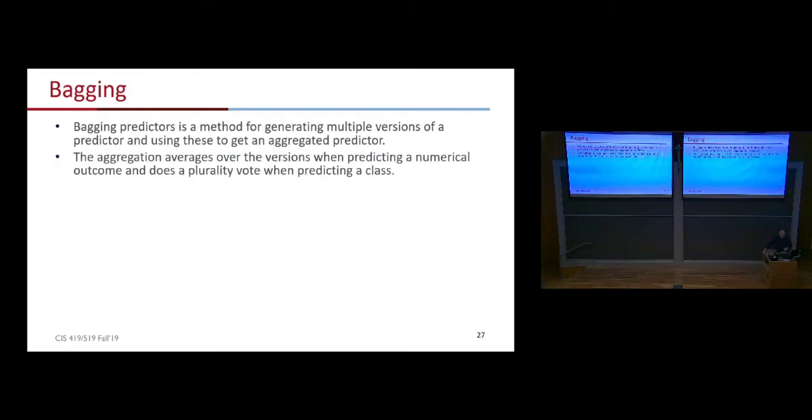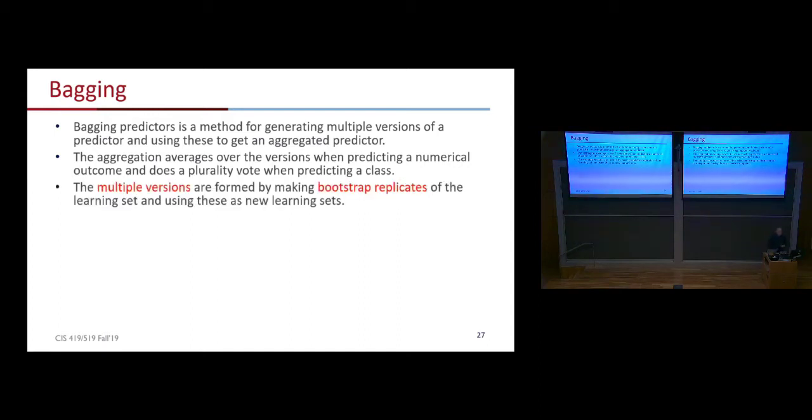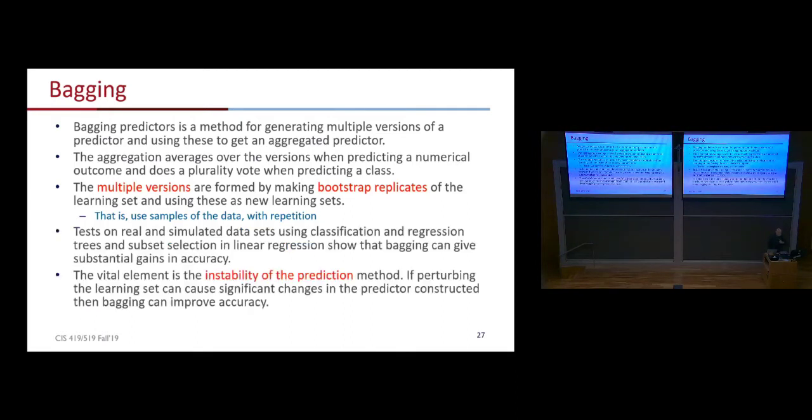Bagging. So bagging is another way to put together a lot of hypotheses. In this case, basically what you do, you generate the multiple hypotheses, the multiple versions, by taking what are called bootstrap replicates of the learning set, and you use them to generate a new learning set. So typically what you do is you sample the data with repetitions. For every sample of the data, you learn your classifier, and then you put them together.